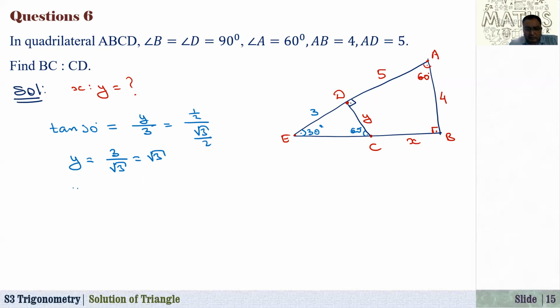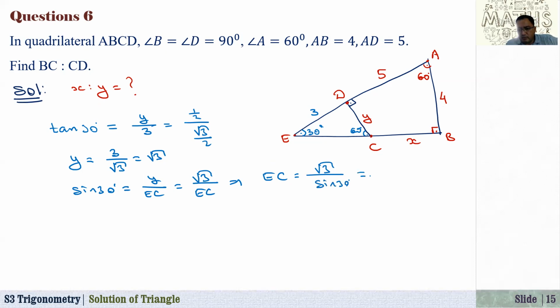Now, from here, what is sine of 30? Sine of 30 is equal to opposite side, Y, over hypotenuse, that is EC. What is Y? Square root of 3 over EC. Now, from here, what is EC? EC is equal to square root of 3 over sine of 30, which is equal to 2 times square root of 3, because sine of 30 is 1 over 2. So this EC is equal to 2 times square root of 3. Okay. So that's it. Now from here we can find X and we can find their ratio.